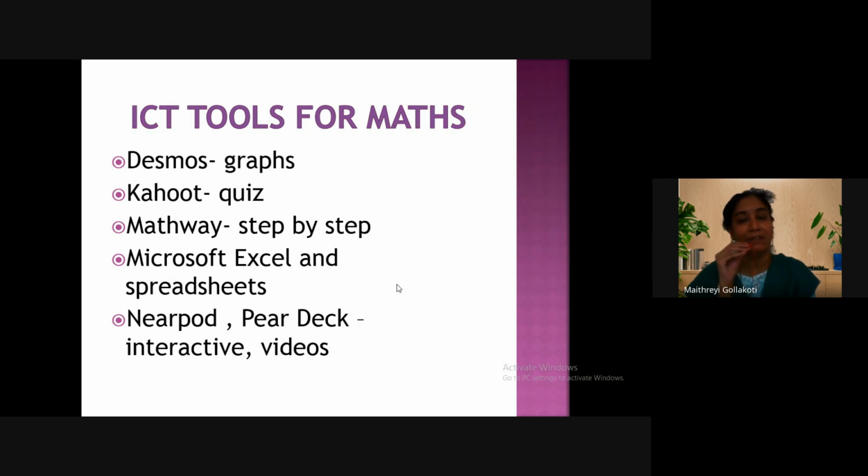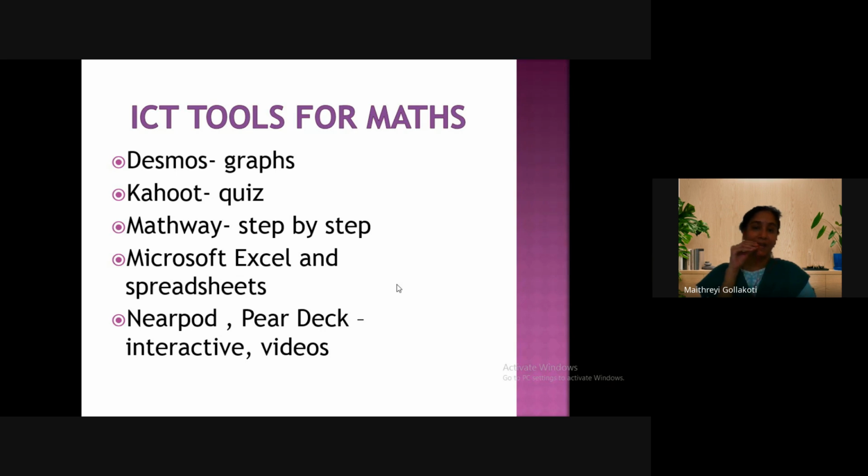ICT tools for mathematics. For mathematics, these are the tools. Desmos. Desmos is a website which gives us a lot of information about graphs. They have a lot of puzzles on graphs which can be solved. And if you are not able to solve, it will give you step by step how it can be done. Okay, next is Kahoot.